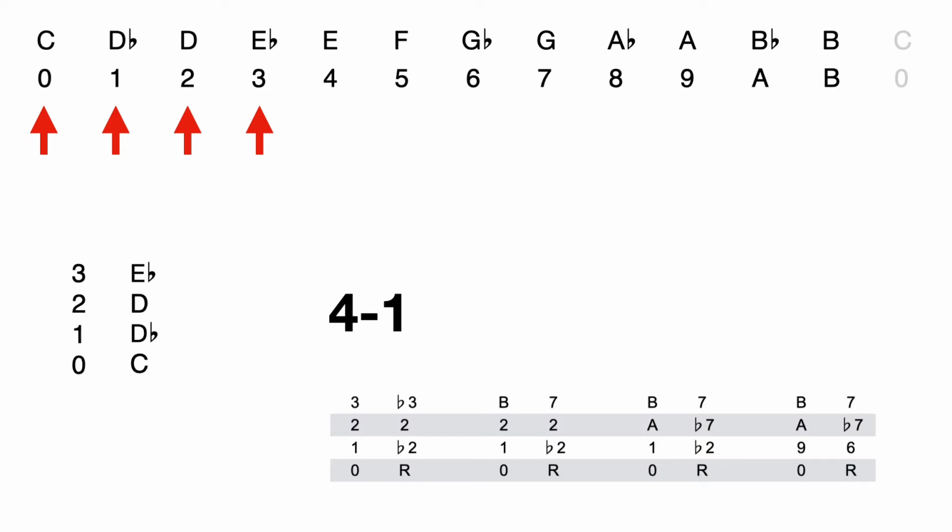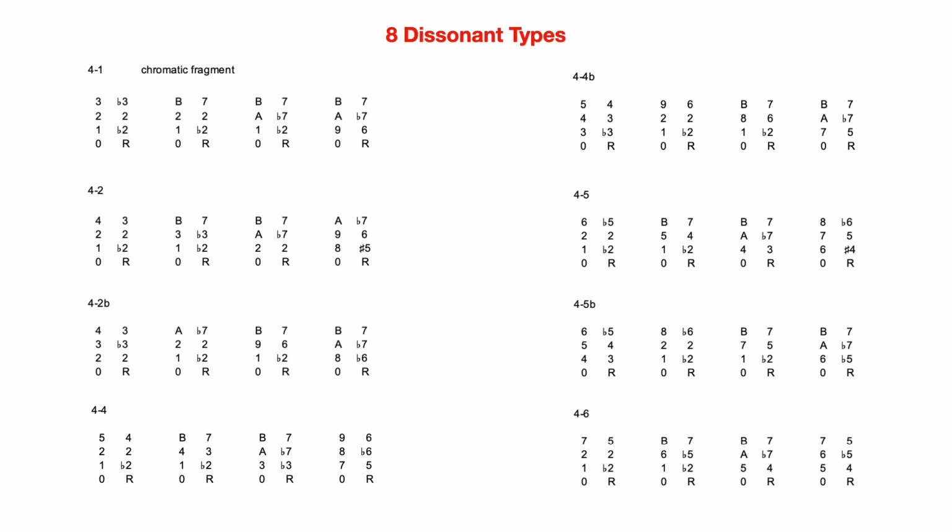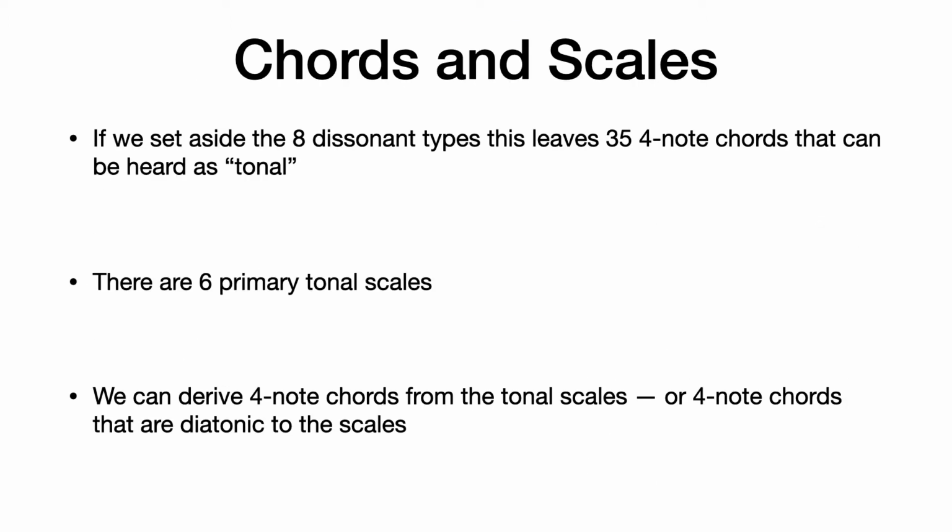This makes it significantly dissonant enough to not have any kind of tonal center or tonal relation. The 8 dissonant types are listed here. These are the 8 sets, and you can see that each one of the sets has a 0, 1, 2 set in it. So this dissonant structure, this cluster, makes it very difficult to be heard as a tonal harmony. So if we set aside these 8 dissonant types, this leaves 35 4-note chords that can be heard as tonal.